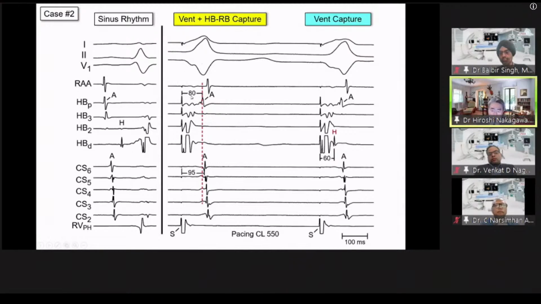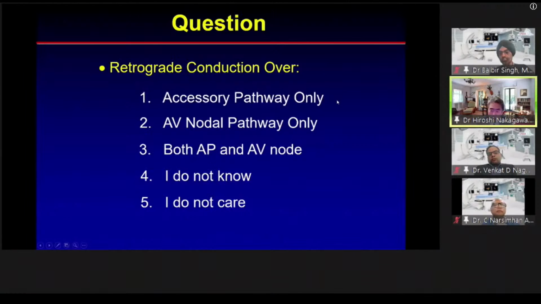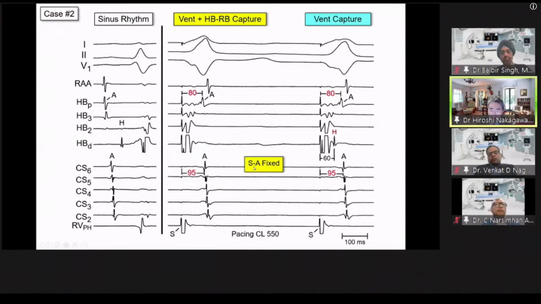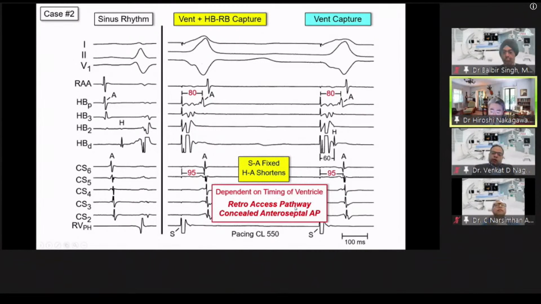But the stimulus-A interval is 80 at the right septal region, and this one is 80. The stimulus-A interval is fixed. And the HA interval, when you lose the His capture, is getting shorter. So this indicates the timing of the A activation depends on the ventricle. Therefore, retrograde accessory pathway conduction. So this is a concealed anteroseptal pathway. There is no fast pathway conduction, only anteroseptal pathway conduction. This case, concealed anteroseptal.